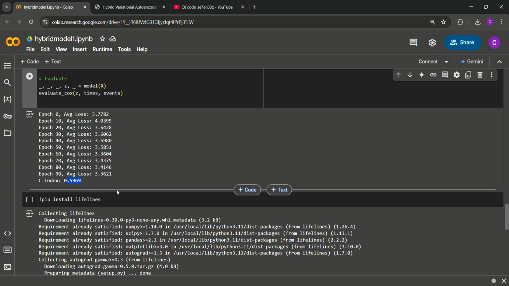Conclusion and final thoughts. That's it for today. We trained our hybrid model and achieved a solid C index score.